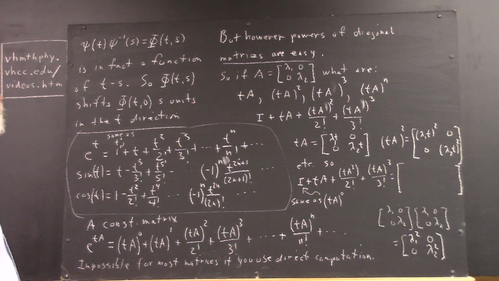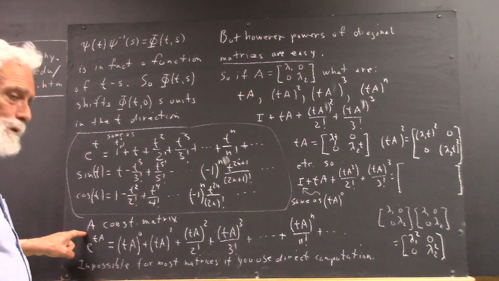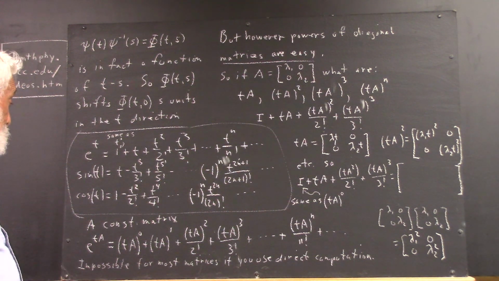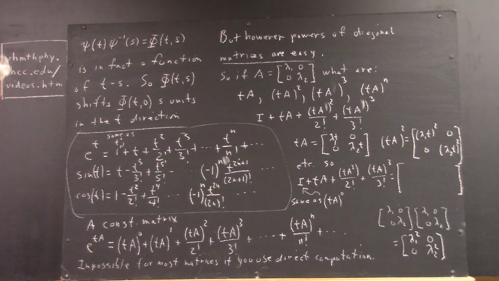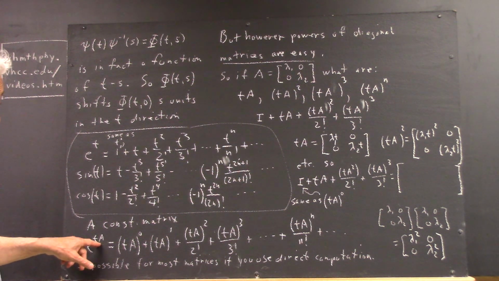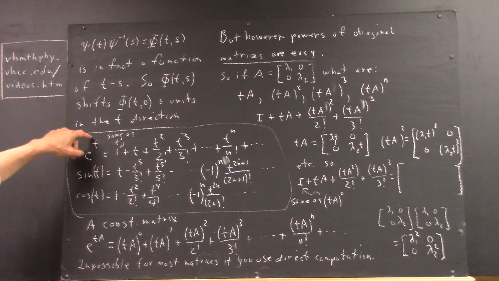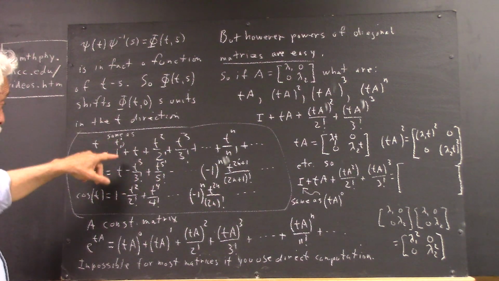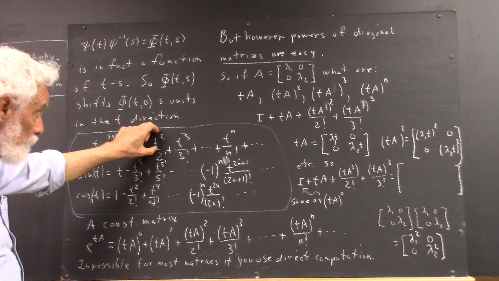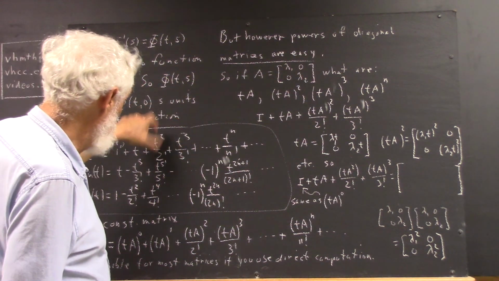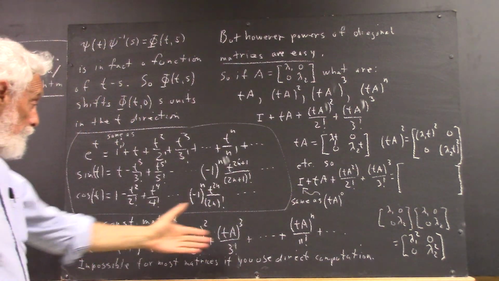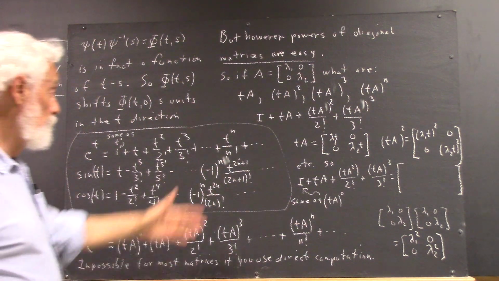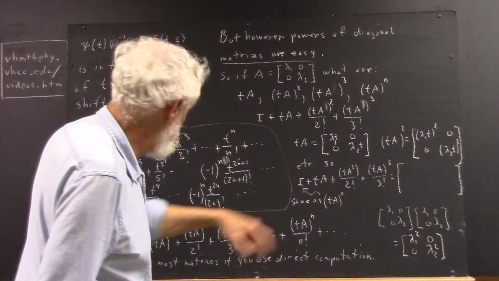Okay, now, if A is a constant matrix, then I'm claiming we can write e to the ta equals, well, just what you would get if you plug ta in instead of t here. If e to the t is this, then e to the ta is going to be 1 plus ta plus quantity ta squared over 2 factorial plus quantity ta cubed over 3 factorial, and so forth. Okay, and that's just what I've written down here. The general term would be ta to the n over n factorial.